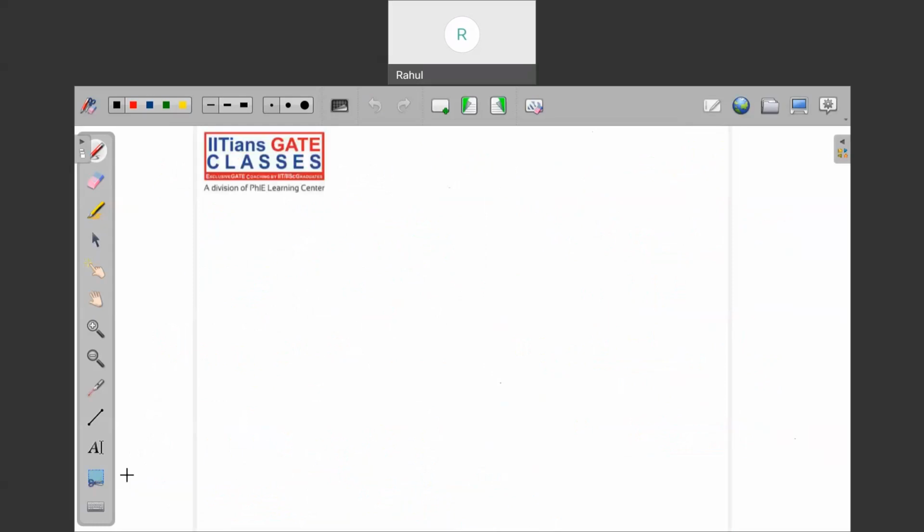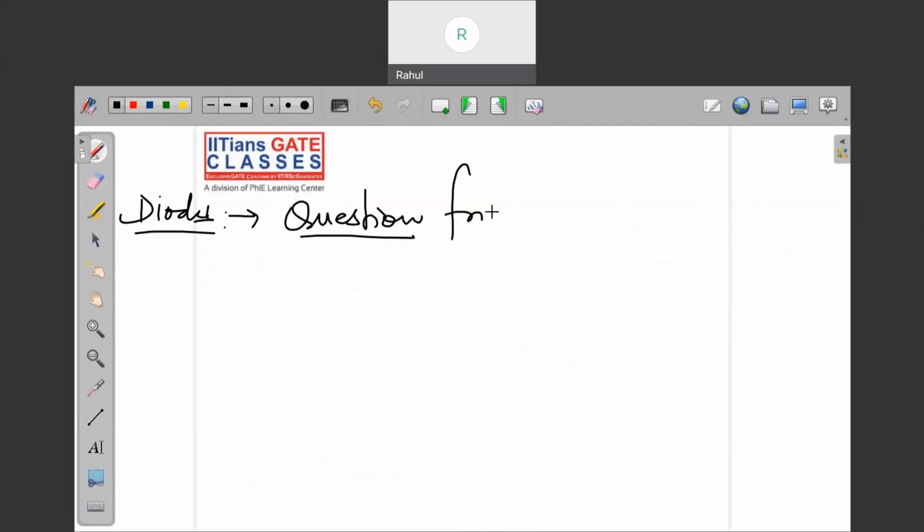Let us take a problem from diodes again. I'm going to write a problem from diodes and we will solve it, then we'll take a problem from BJT and solve that. One of the problems was from small signal analysis questions.